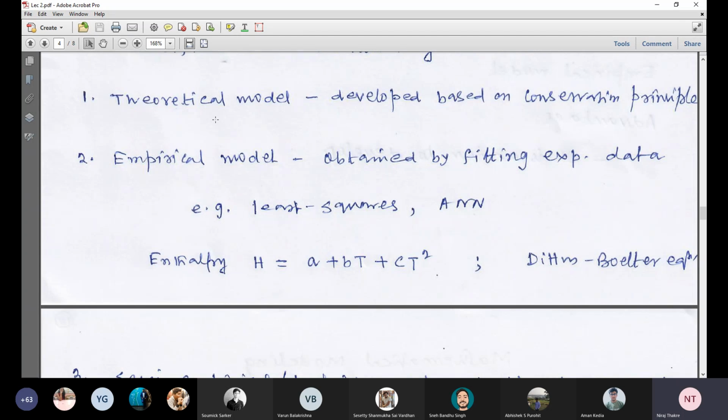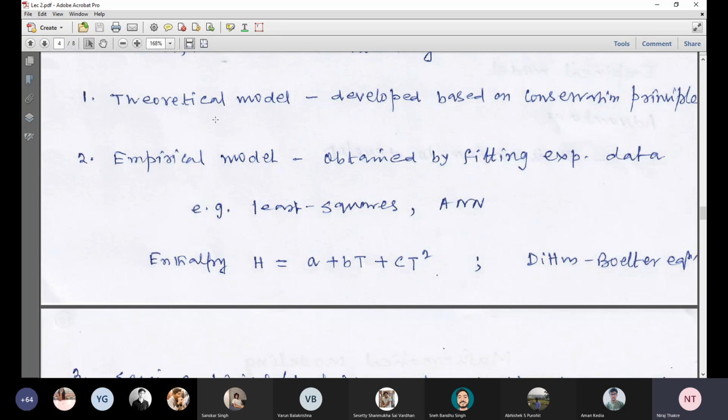It is difficult to account for all the frictional losses and other random disturbances that can happen during the process. That you can take care of in the theoretical model, no? In an empirical model, they are reflected through the output. What's the problem? Someone else was trying to tell something.